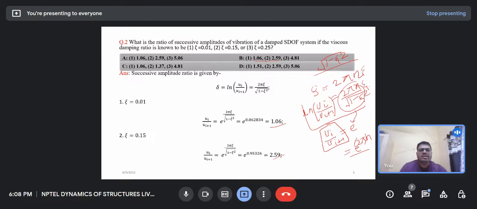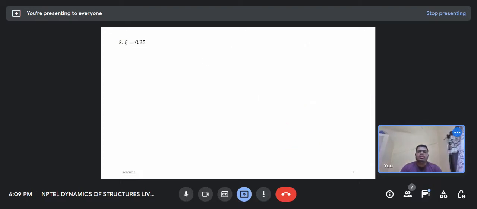If you calculate by simplifying the terms, e raised to the power 2 pi xi, then it comes around 1.04 or 1.05, and this comes around 2.55 something. So there is not much difference. And if you go with 25%, then it will come out to be 5.06. So option A is correct.